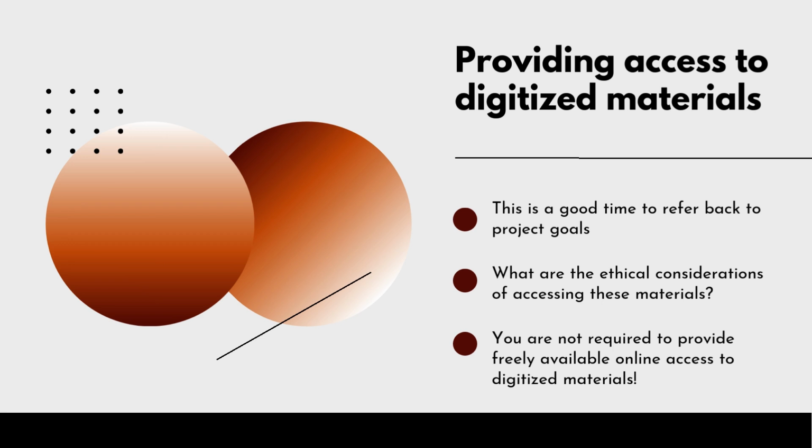As we're thinking about providing access to these digitized materials, this is a very good time to look back at the initial project planning phase from week 2, the plan and prioritize week, because that was the week you were thinking about the goals of your project. Why are you doing this and who are you doing it for? And that will help you make some decisions in this week about what it is you want to share and how you want to share it.